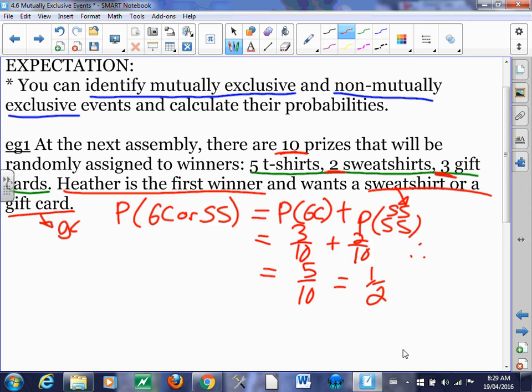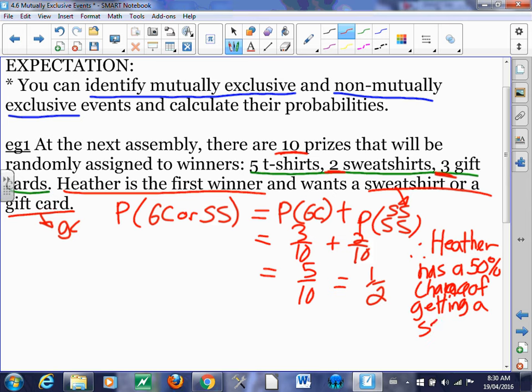So therefore, Heather has a 50% chance of getting a sweatshirt or gift card. Okay, that's one way to do it, folks.